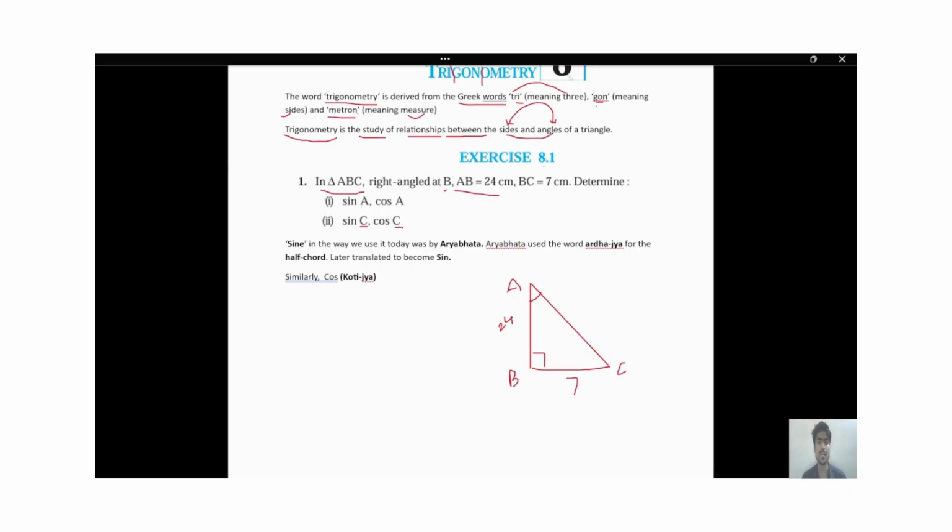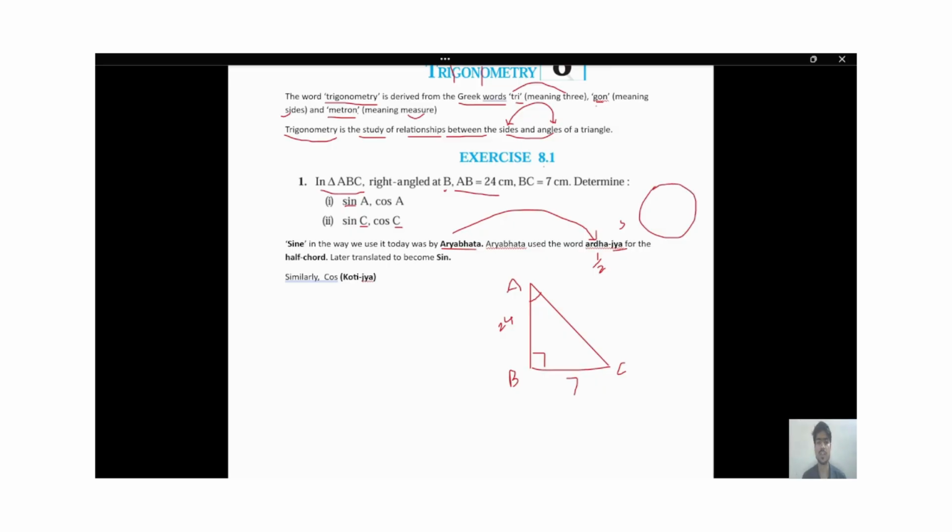Before we move on to that, what is meant by sine and cos? Friends, these are trigonometric functions, and their names sine and cos were given by Aryabhatta. Initially, the word that we use as sine today was known as Ardhajaya. Ardh means half, and Jaya is a Sanskrit word that means chord. So what is a chord?